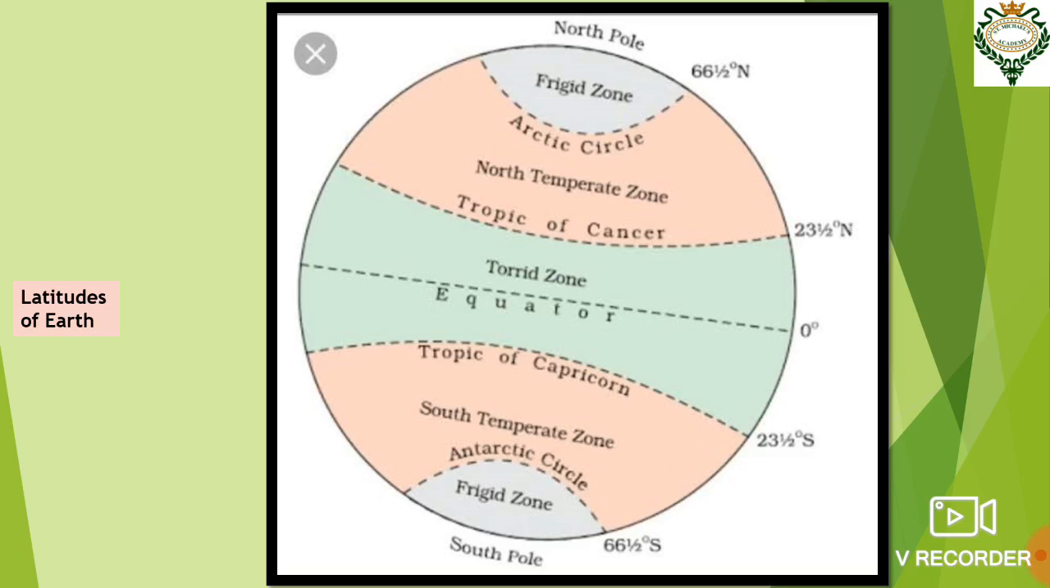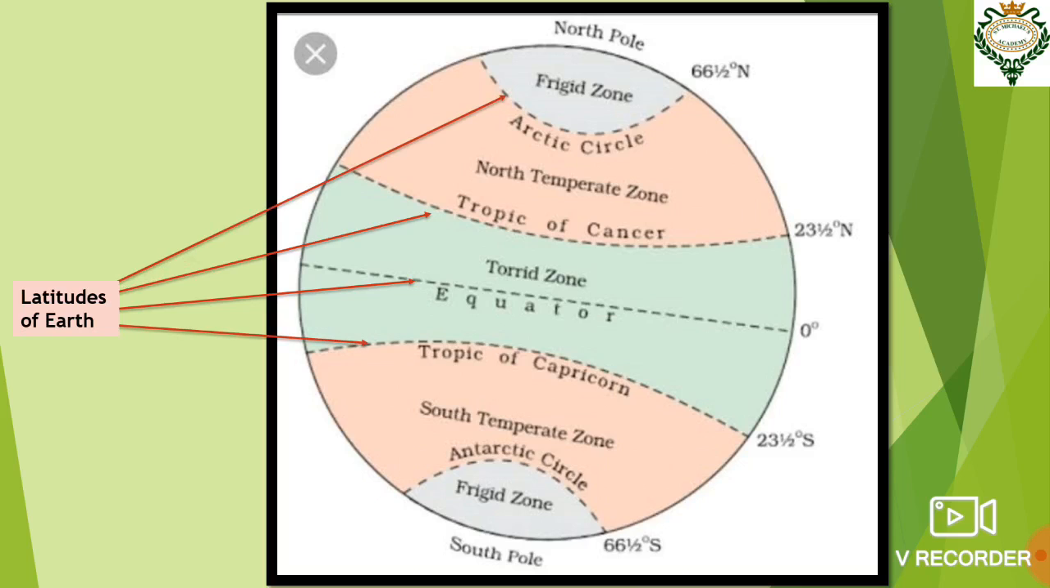Now, the most important latitude, which divides the earth into two halves, that is the northern and the southern hemisphere, is called the equator. Other than the equator, there are other significant latitudes. They are Tropic of Cancer, Arctic Circle, Tropic of Capricorn, and Antarctic Circle.